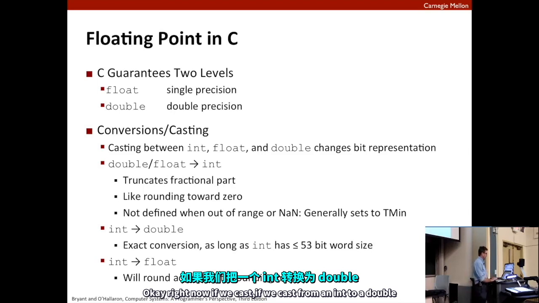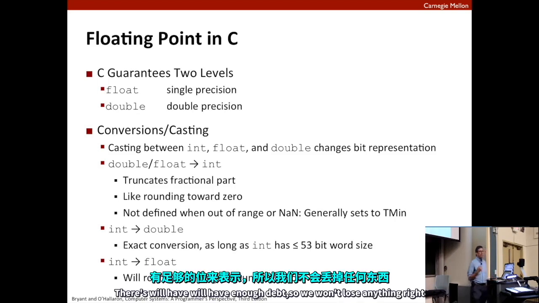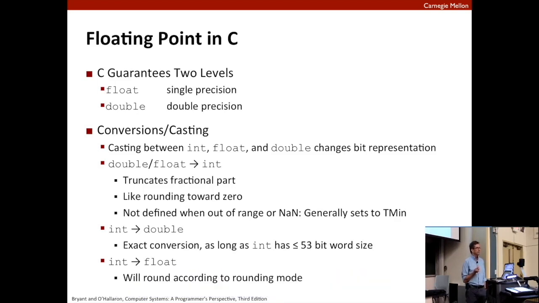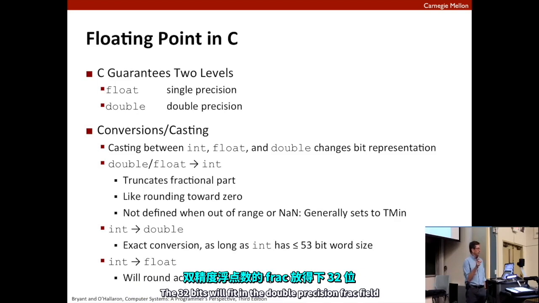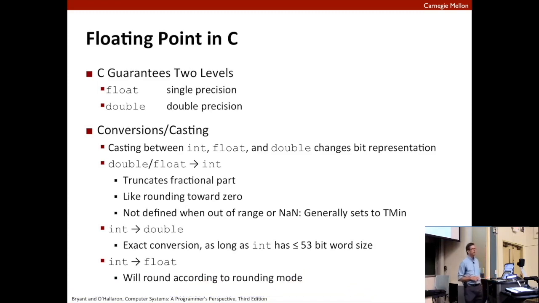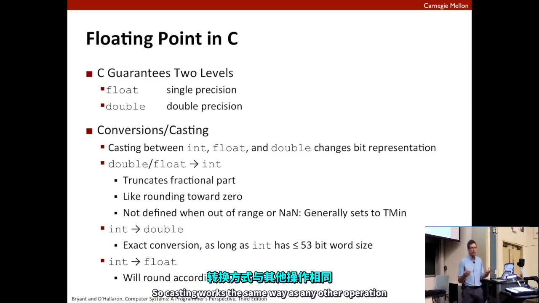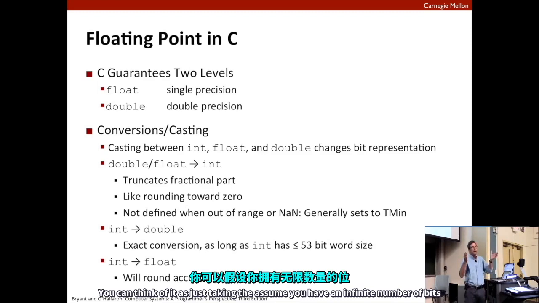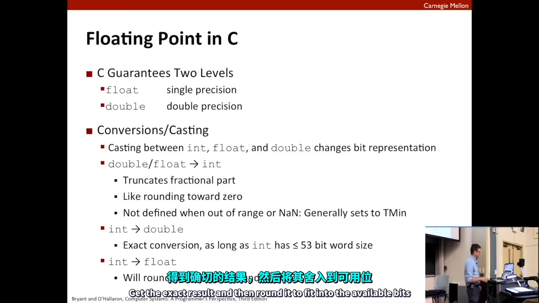Now, if we cast from an int to a double, we'll have enough bits, so we won't lose anything. The 32 bits will fit in the double precision frac field. But int to float, there are more bits in an int than there are in the frac field of a float, so we'll have to do some rounding. So casting works the same way as any other operation. You can think of it as assuming you have an infinite number of bits, getting the exact result, and then rounding it to fit into the available bits.